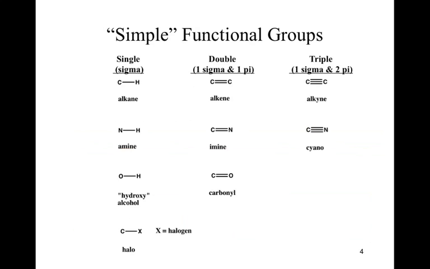Simple functional groups. So we can now start to look at our individual types of functional groups. We could look at our single bonds, our double bonds, and our triple bonds. These are kind of our relative first pass.